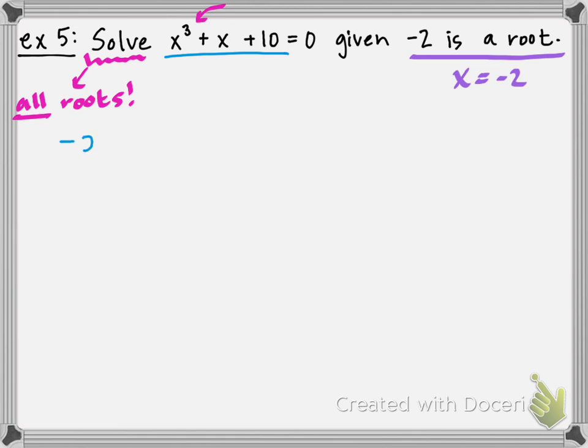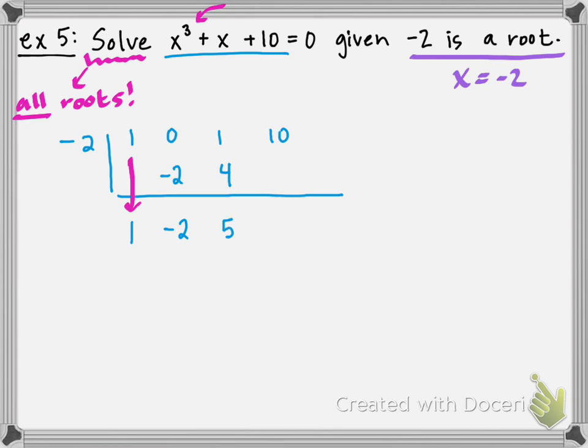I know that this is negative 2, because that's what they told me. The root is negative 2. We have 1x cubed, 0x squared, 1x, and positive 10. Ms. Weissmuller says, drop it like it's falling. And here we go. 1 times negative 2, negative 2. Drop that sum, negative 2. Negative 2 times negative 2 is positive 4. 4 plus 1 is 5. 5 times negative 2, negative 10.